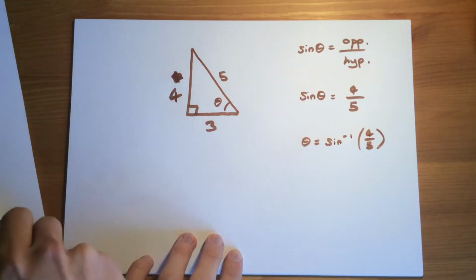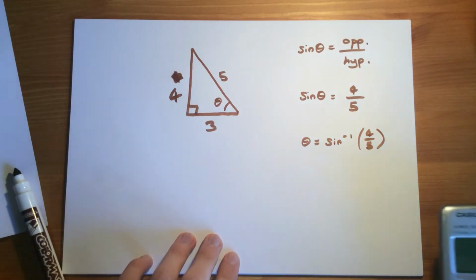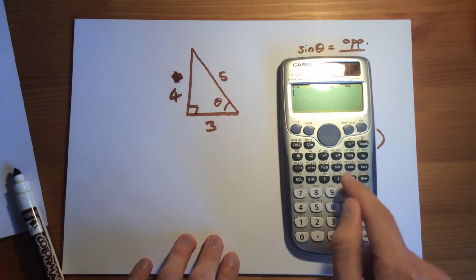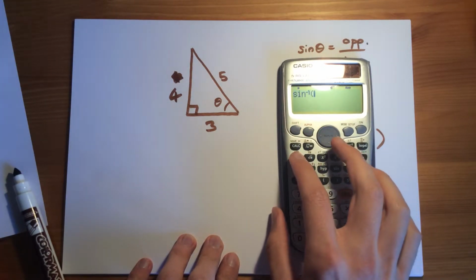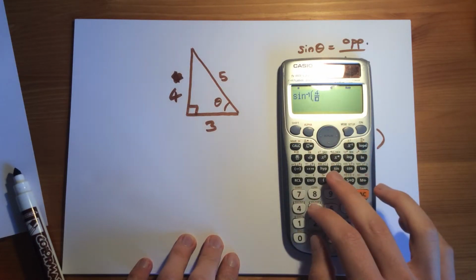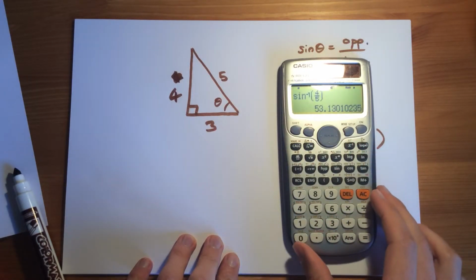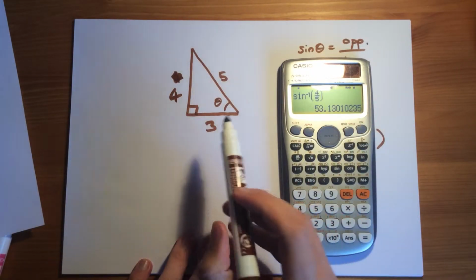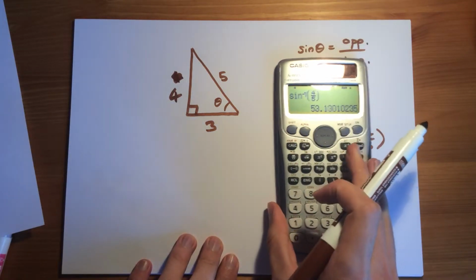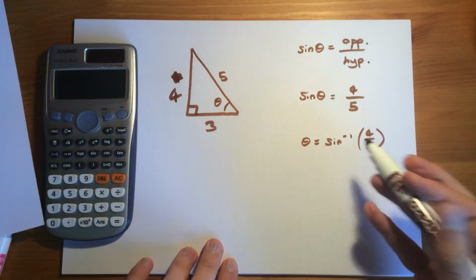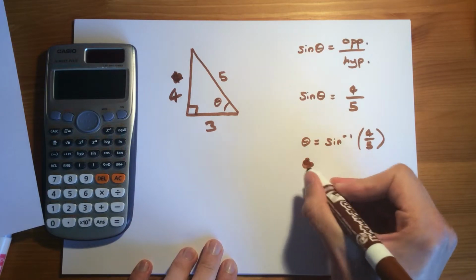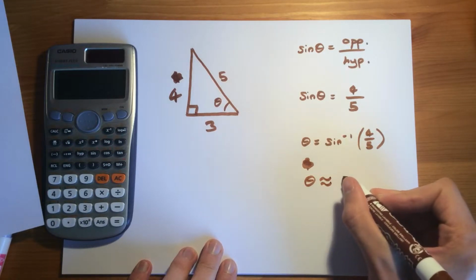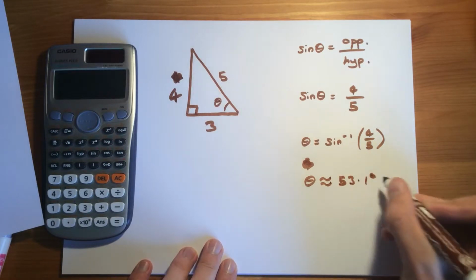Which, when you immediately look at that, it doesn't really make a ton of sense, right? But we can use our calculator and say shift sine, might not be shift, depends what calculator you've got, 4 over 5 is equal to 53 point, okay, loads of decimals, degrees. So that means that this angle is approximately 53.1 degrees, so I write that. So theta is approximately 53.1 degrees. So that's cool, right?